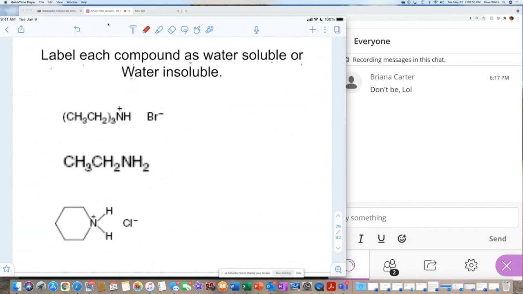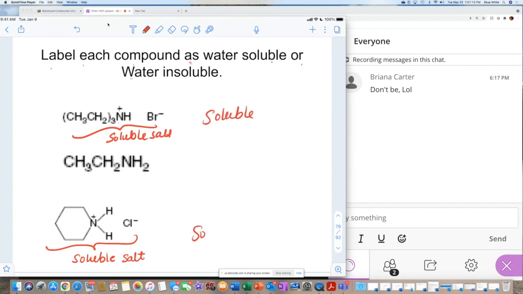Okay, this time when we have this, it looks like the salt, right? This is a soluble salt format. Same thing with this. This is soluble, right? It has the same soluble salt format, the ammonium salt. So I'll say this is soluble, because it's a soluble ammonium salt.